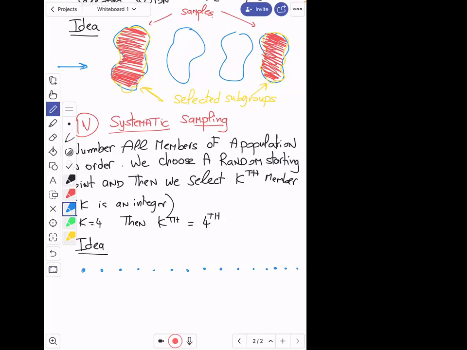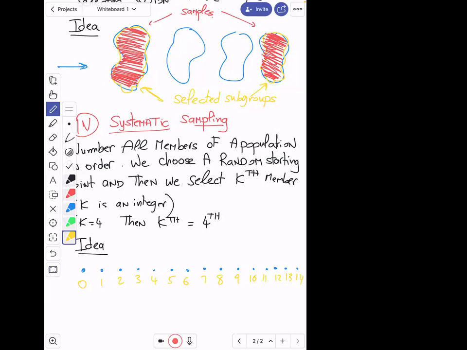So that's my population, right? We have a population of 15 people, a very small population. I'm going to number all the members of my population. The first one is number 0, then 1, 2, 3, 4, 5, 6, 7, 8, 9, 10, 11, 12, 13, and then 14. The blue points, guys, are just the individuals of my population.